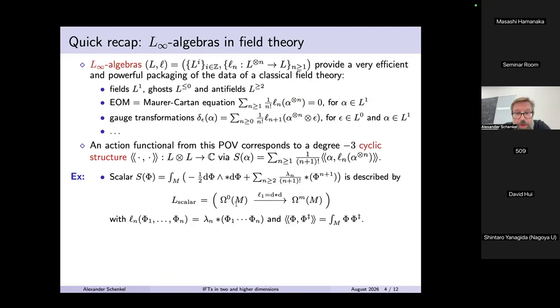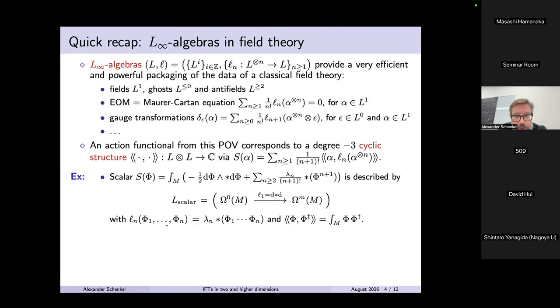This is where the fields live. In degree 2, this is where the antifields live, the top degree forms. And the differential is what you get from the kinetic term, d star d. Now, the L-infinity brackets, the higher brackets for this, are controlled by these interactions.